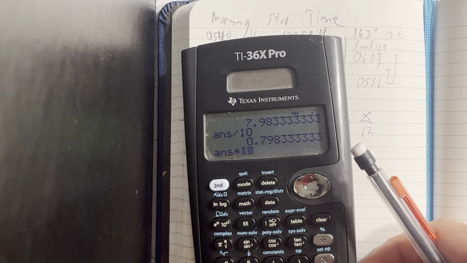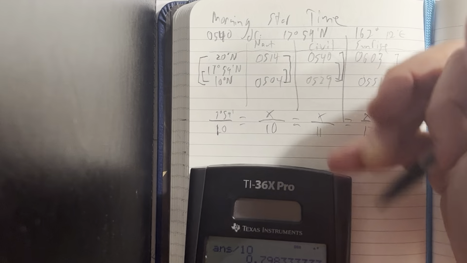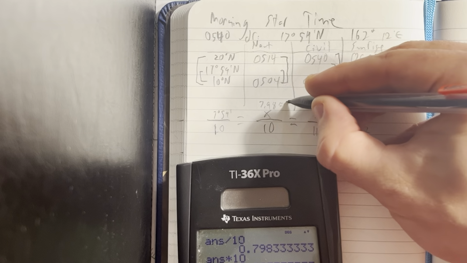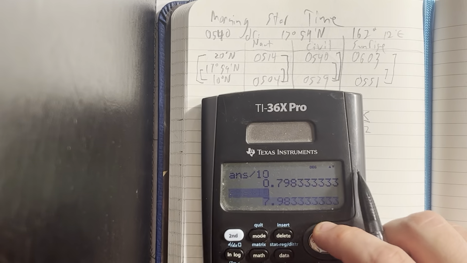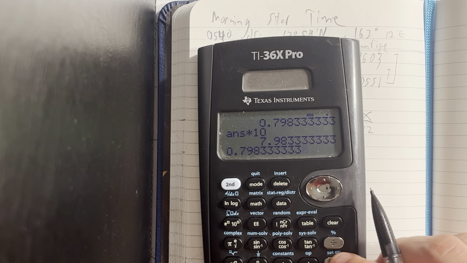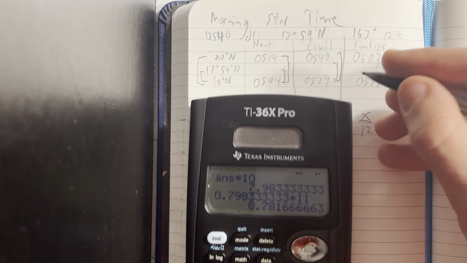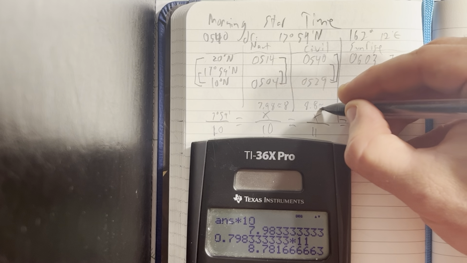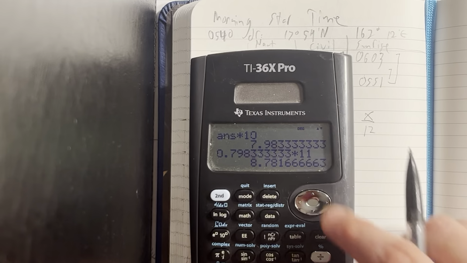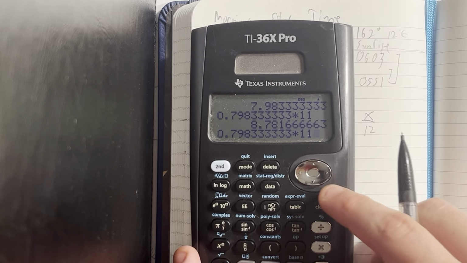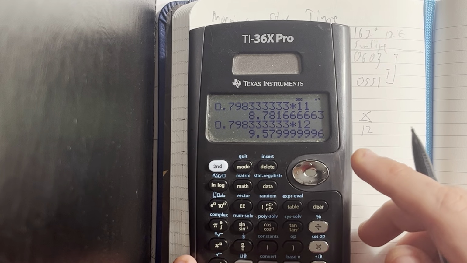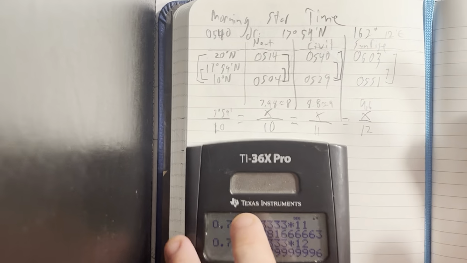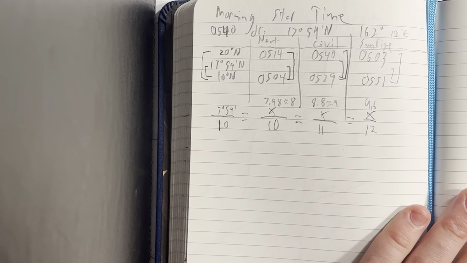So multiplied by 10 gets us 7.98 here, which we can round to 8. And if we bring it back, multiplied by 11, we got 8.7 or 8.8, which we'll probably round to 9. And then if we take it again, this time we multiply it by 12, we get 9.57, 9.6. We'll either keep it at 9 or 10.